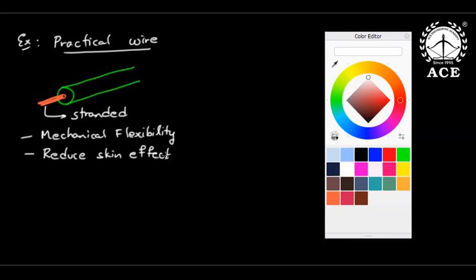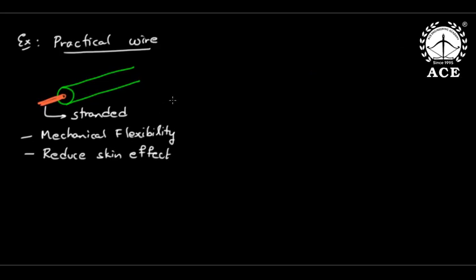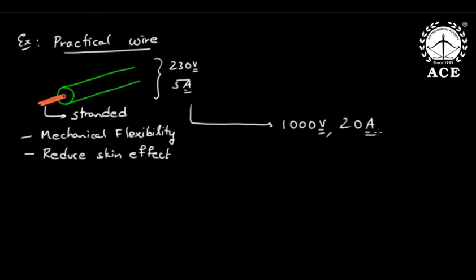Now suppose I want to modify this. Let us say the ratings of this wire are 230 volts and 5 amperes. Now I want to modify this to a 1000 volts and 20 amperes wire.